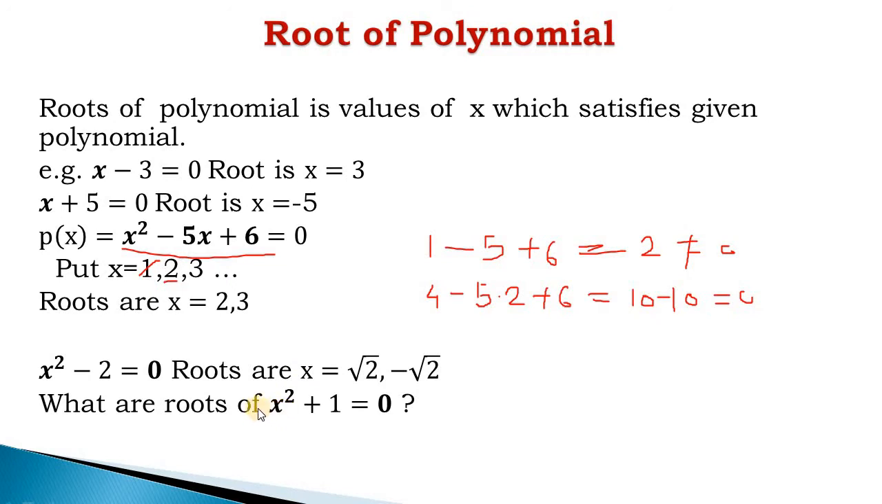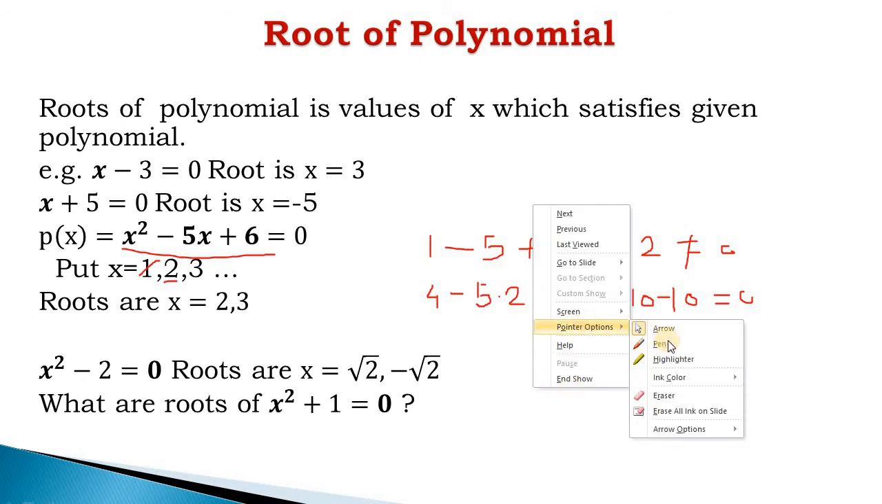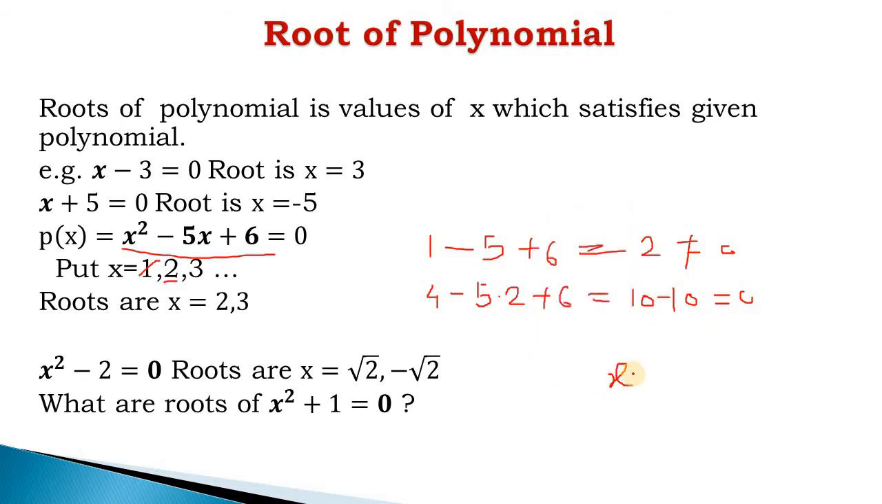Another example, x square plus 1 is equal to 0. So what are the roots? Here, x square plus 1 is equal to 0 means x square is equal to minus 1. And we know that the square of every real number is positive. Therefore, there is no real root.